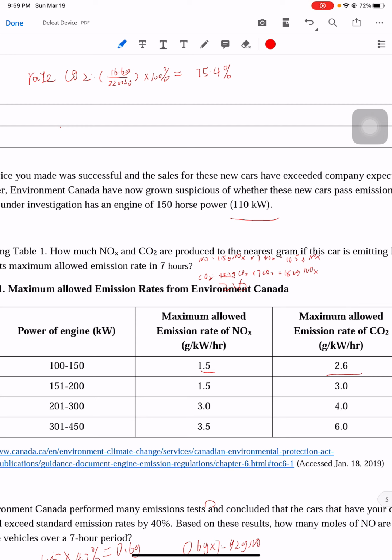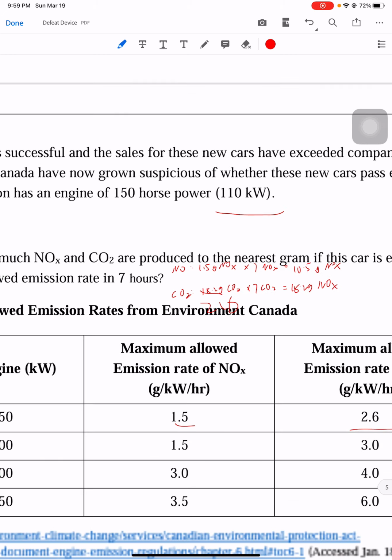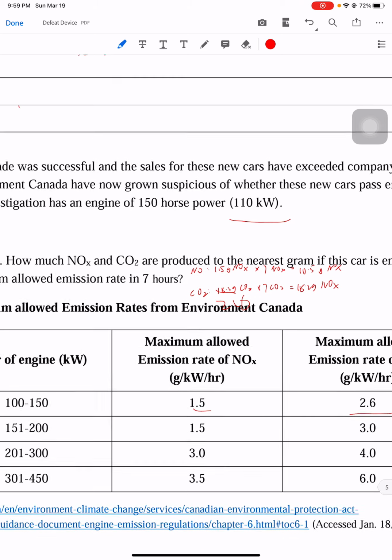So for NO, we can use 7 hours times to get the answer. For NOx, it's 1.5 grams NOx times 7 hours, which equals 10.5 grams NOx. For CO2, it's 2.6 CO2 times 7 hours, which is 80.2 grams of CO2.